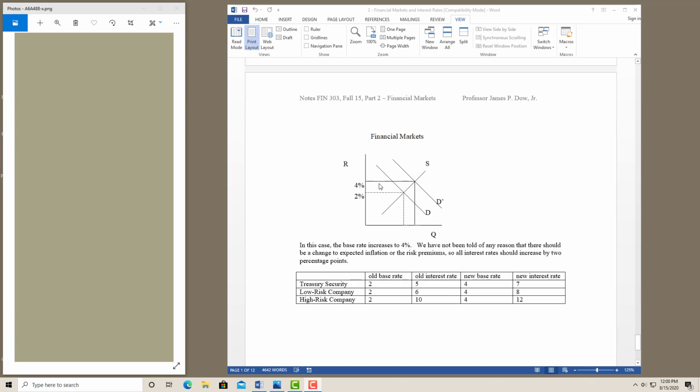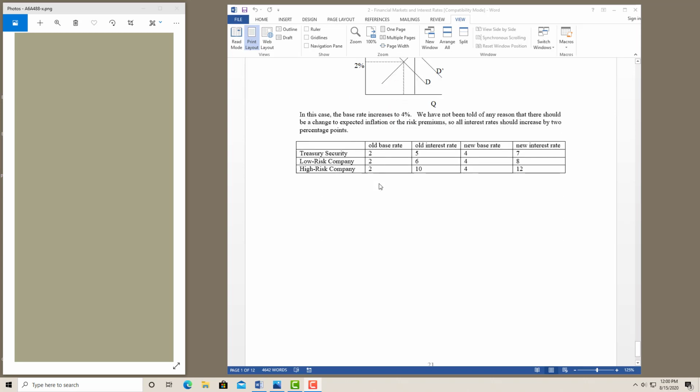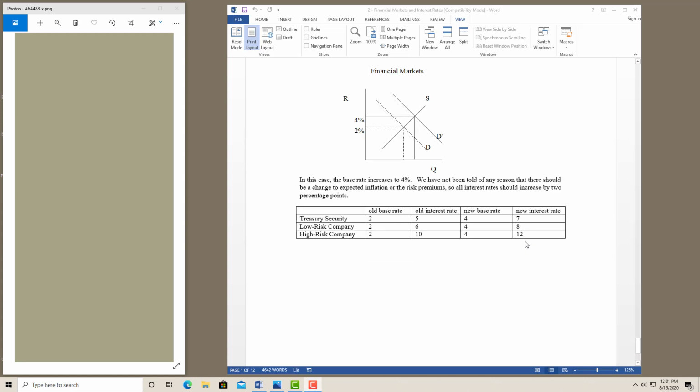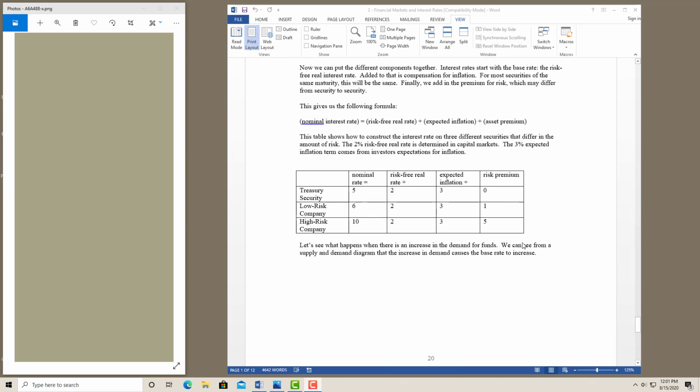Here we have another example. And what that does is this one, instead of a change in inflation, it's a change to the base interest rate. So instead of the old base interest rate of 2%, we have a new base interest rate, which affects all the different securities, of 4%. And so we see the old nominal interest rate increases by 2% to give us the new nominal interest rate. And if you wanted to, you could make up your own example where the risk premiums change, but change in different ways, and that affects the nominal rates too.